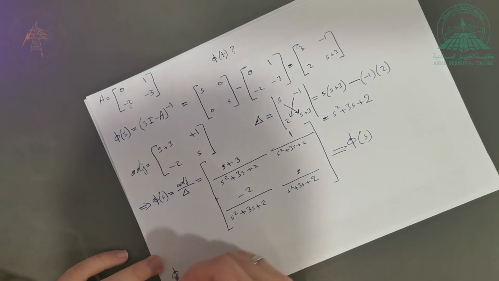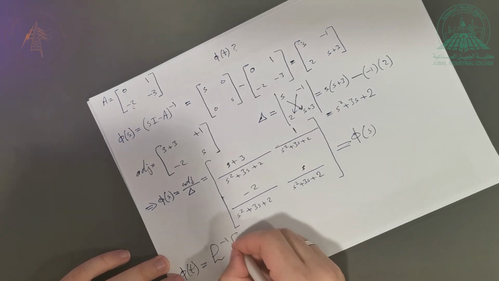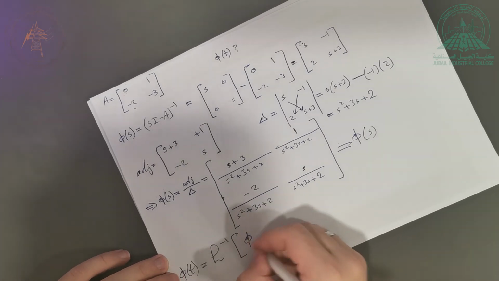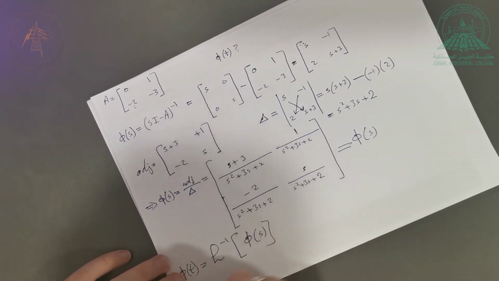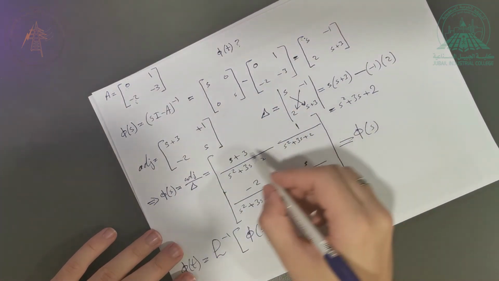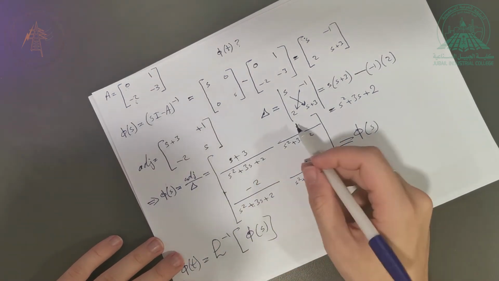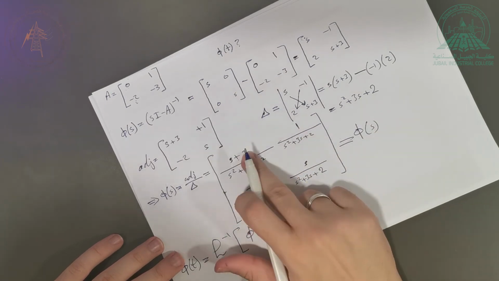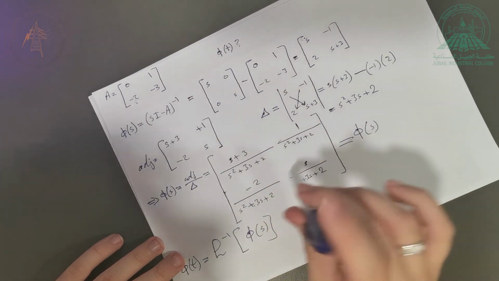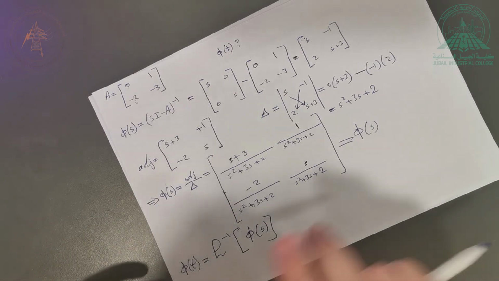Φ(t) is simply the inverse Laplace transform of Φ(s). So I basically need to get the inverse Laplace transform of each one of these. Look here, I have 4 components, 4 elements, so I need to get the inverse Laplace transform of every single one of them. So this is the first challenge. What is the second challenge?